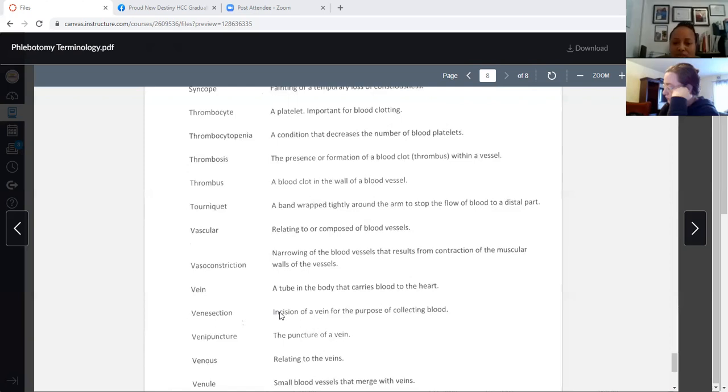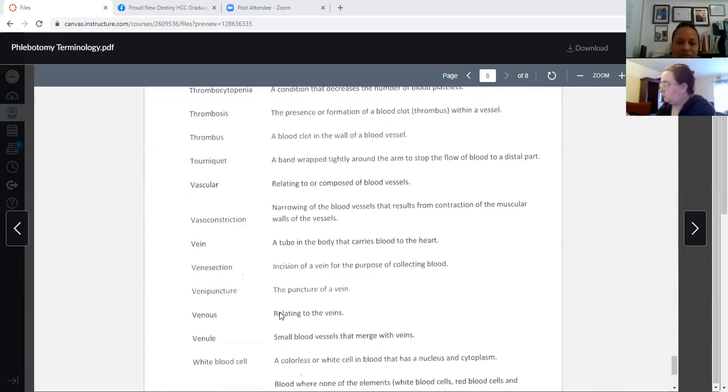Venipuncture is the puncture of a vein. You can highlight that, but you don't necessarily have to, because I don't think you're going to forget venipuncture, right? Venous is relating to the veins. Venule is a small blood vessel that merges with veins. So venules are tiny veins.